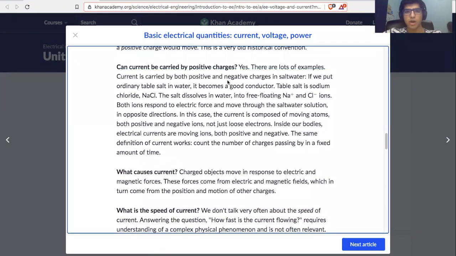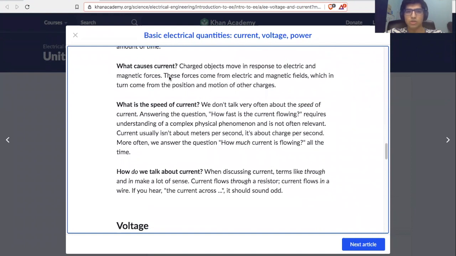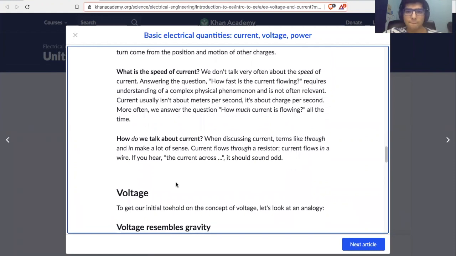So yes, current can be carried by positive charge. We saw how electrons move, and we also know how positive charges move. What causes current is just the movement of charges. The speed of the current depends on the force you apply. As we talked about, the greater this force is, the faster these particles move. And the faster they move, you obviously have more current.